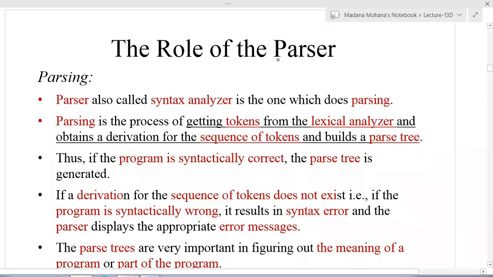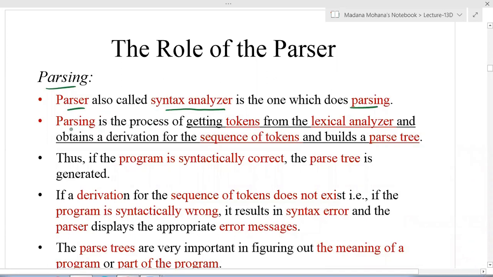So from now onwards, in place of syntax analysis, we will call it the parser. The approach is called parsing. So how do we define a parser? The parser, also called the syntax analyzer, is the one which does parsing. Parsing means deriving the strings. Based on that derivation, we can take decisions on whether the string is derived or not.